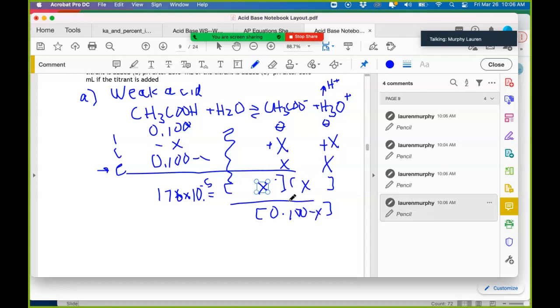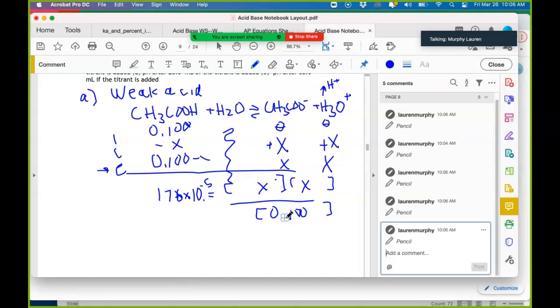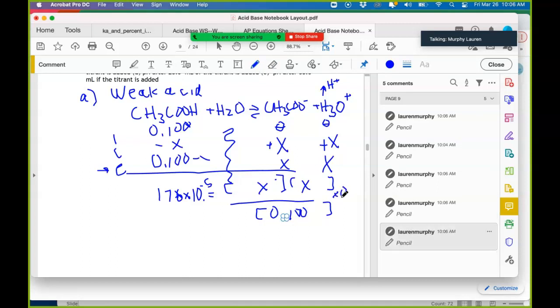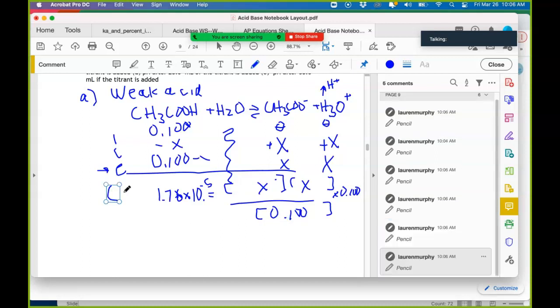And then we always do this to avoid the quadratic, and you always will be able to. We get rid of that minus x because we pretend it's really, really small relative to 0.1. Oops, that's a 0.1, sorry. Okay, and we solve for x. So you multiply both sides by 0.1. And that gets rid of this. Now x times x is x squared, right?